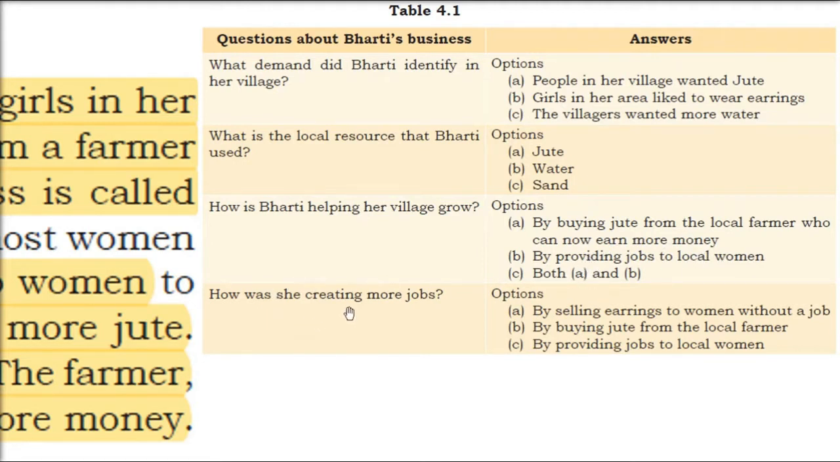How is she creating more jobs? First, by providing jobs to local women, that is absolutely true. By buying the jute from local farmers, this is also true. By selling earrings to women without a job, this is incorrect. But if you try to find the correct answer, farmers are getting benefited, no doubt, but we are talking about jobs. So she is providing jobs to the local women, okay?